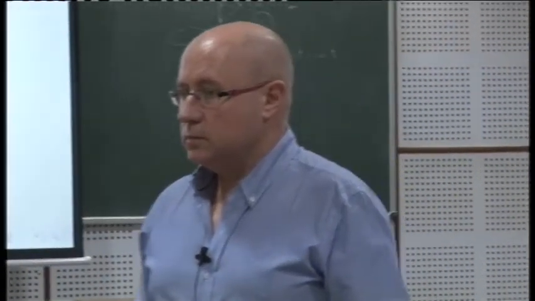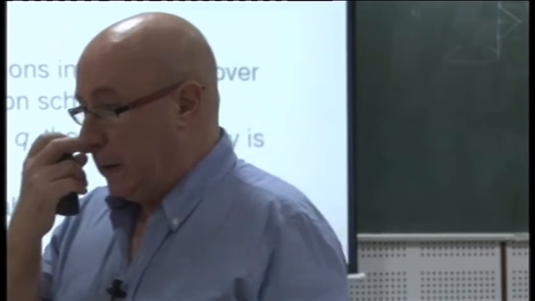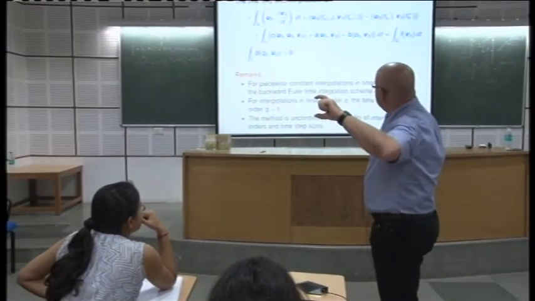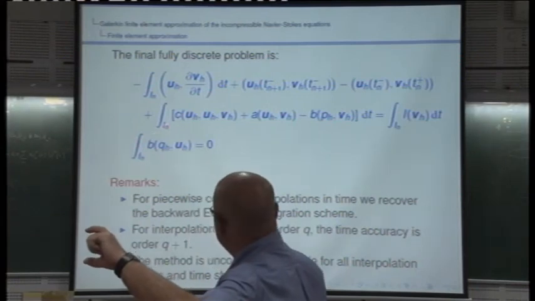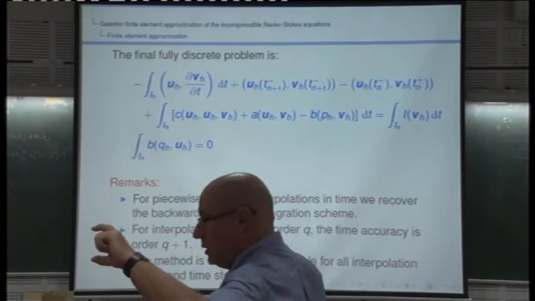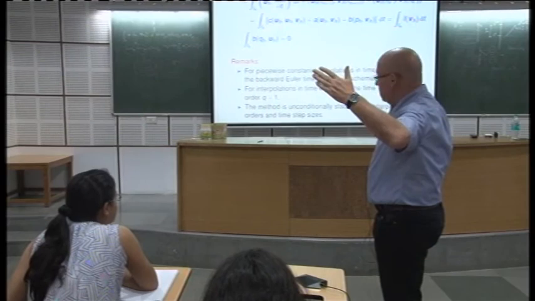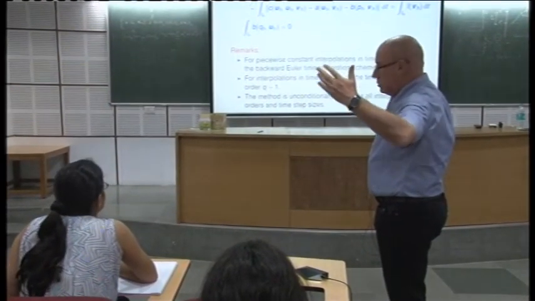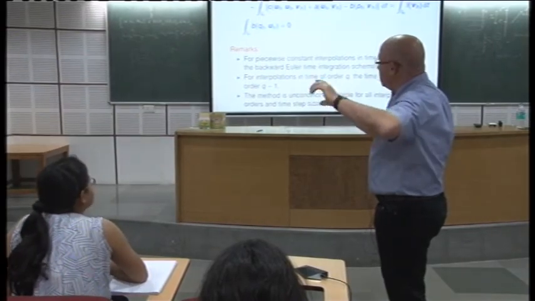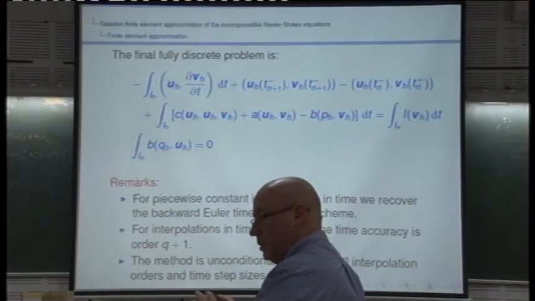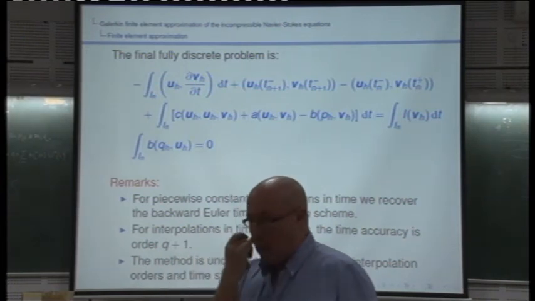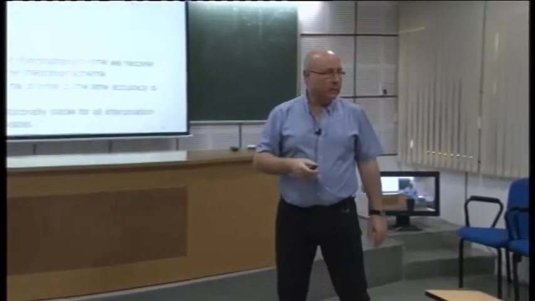This term c plus a minus b, is it independent of time? Of course. Why? Because within the time slab, u is constant, v is constant, so everything is constant in time. If everything does not depend on time, of course it's different from time step to time step, but for a given time step it's constant. So you take it out of the integral. More questions?